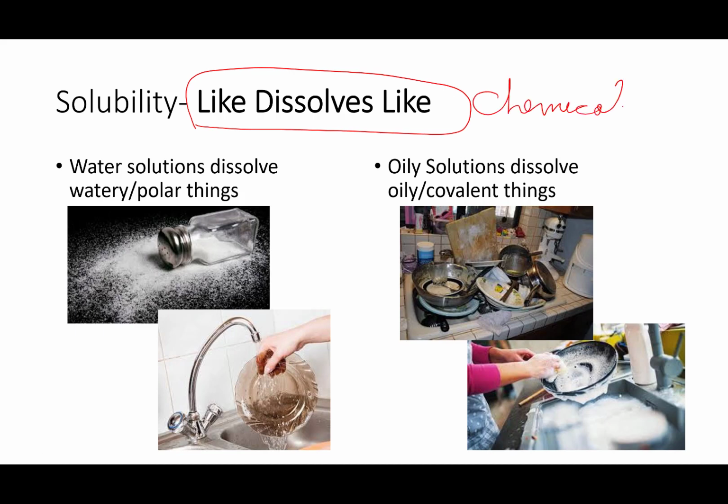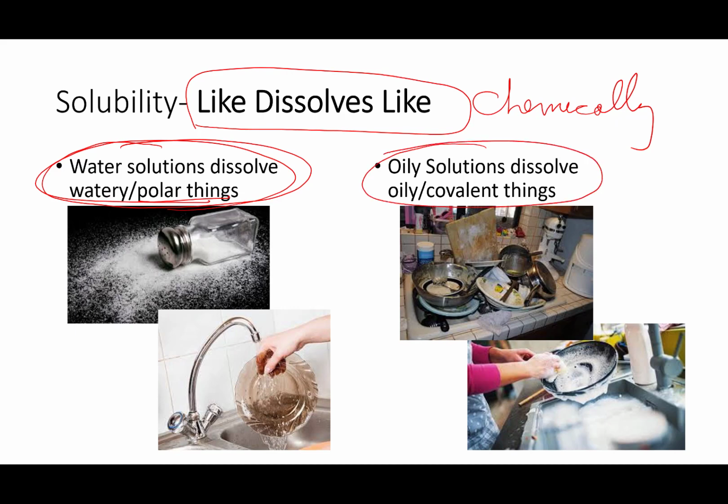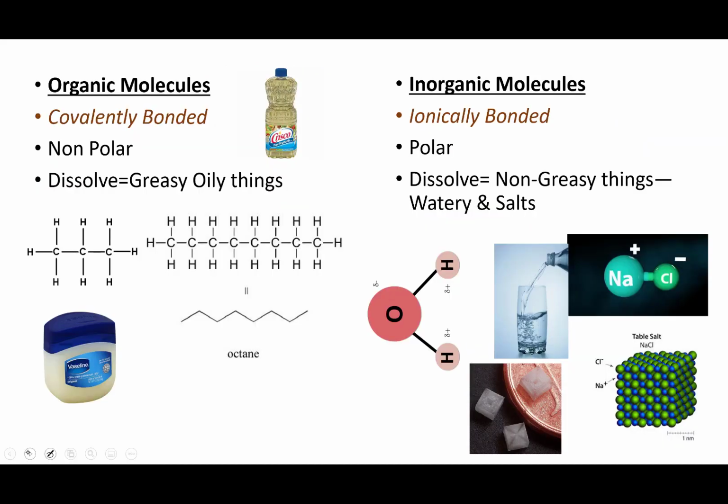So what we mean is this: watery things that are polar or ionically bonded tend to dissolve watery or polar things. Oily solutions or oily stains tend to need things that are covalently bonded to dissolve them. You need soap to clean dishes. You can't just rinse all the bacon grease off with water. It won't work. And it comes down to chemistry.